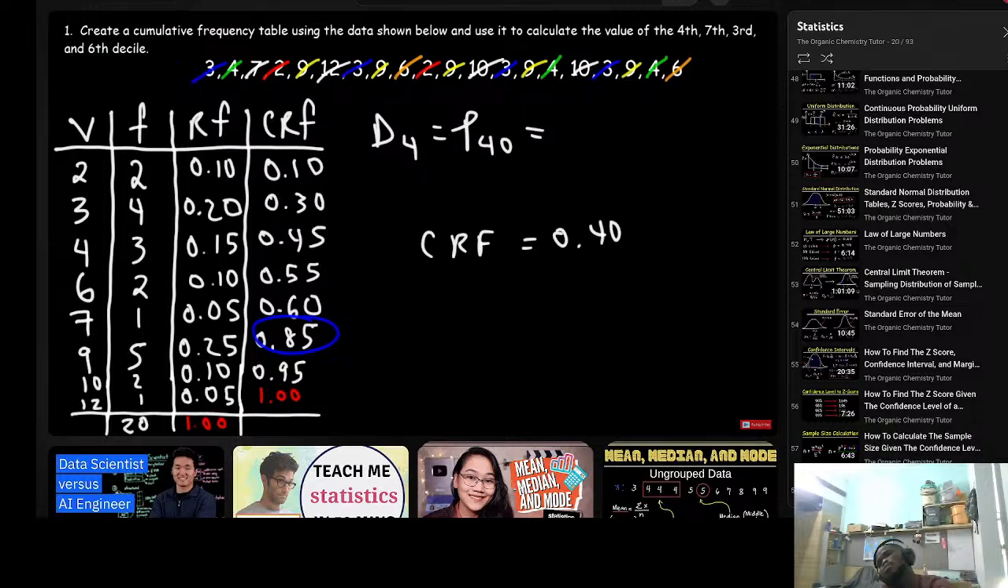And I'm going to explain why, visually, so you can see it. So because the 40th percentile is between these 2 numbers, it's going to be 4. The 30th percentile ends with 3, but it begins with 4. So the 40th percentile has to equal 4.